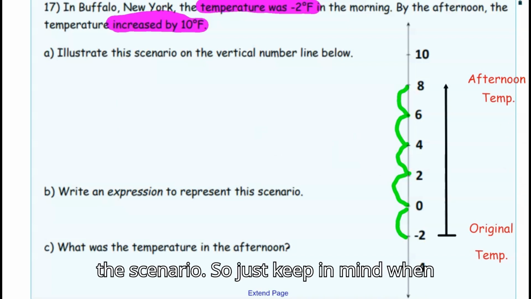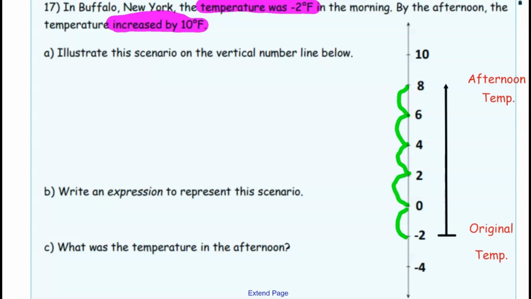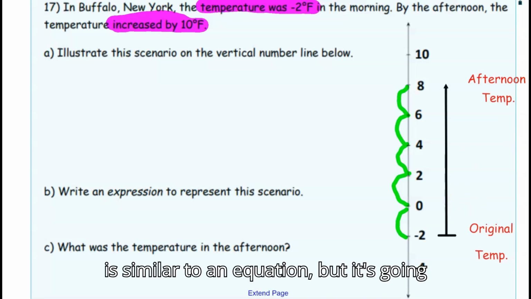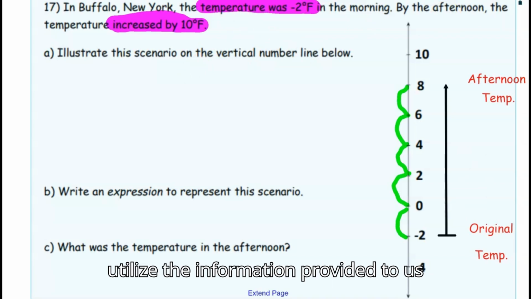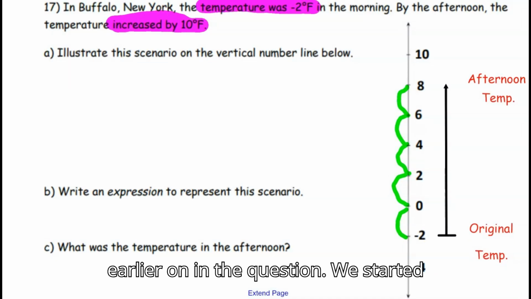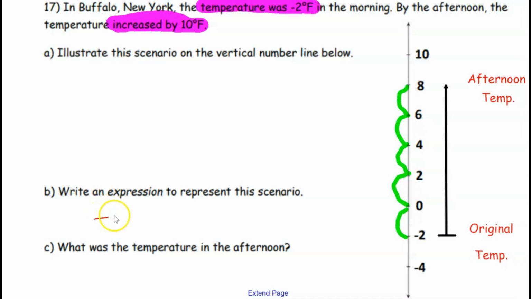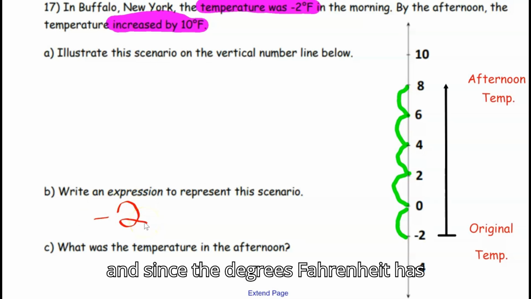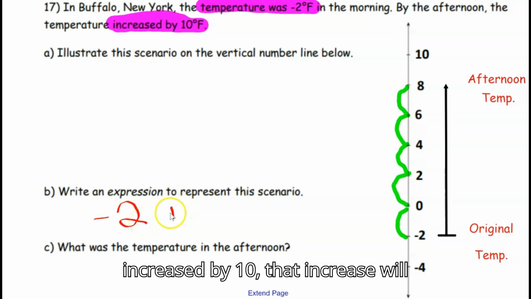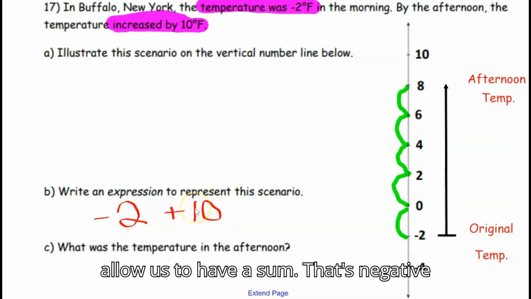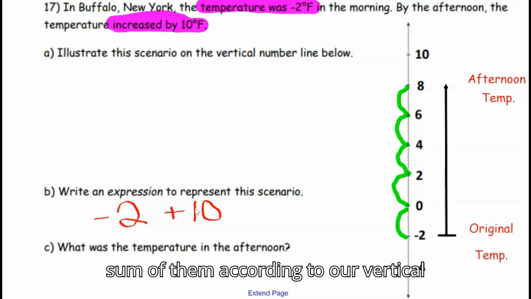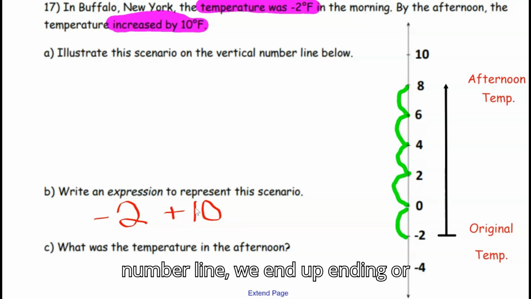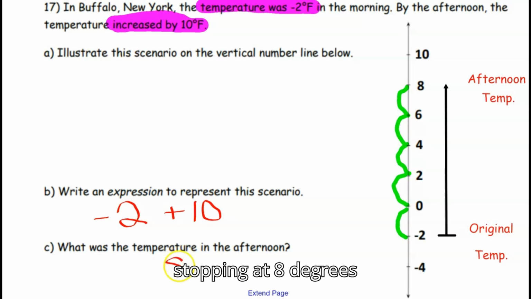Just keep in mind that an expression is similar to an equation, but it's a mathematical sentence without an equal sign. Let's utilize the information provided earlier in the question. We started off at negative 2, and since the degrees Fahrenheit increased by 10, that increase gives us a sum. That's negative 2 plus 10. When we find the sum according to our vertical number line, we end up stopping at 8 degrees Fahrenheit. And that's it.